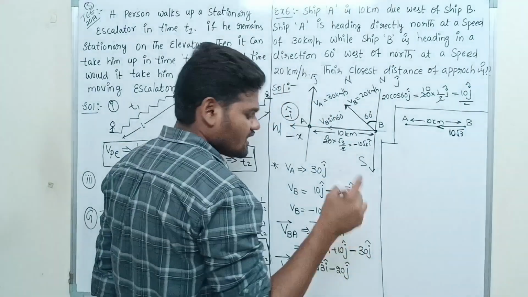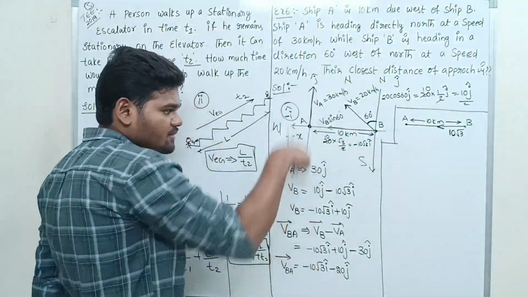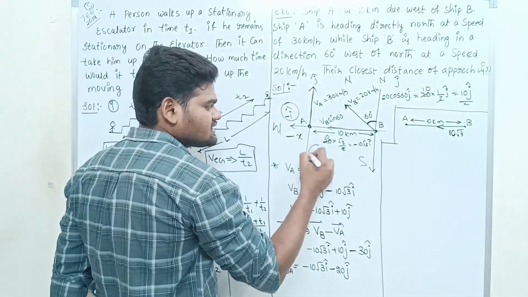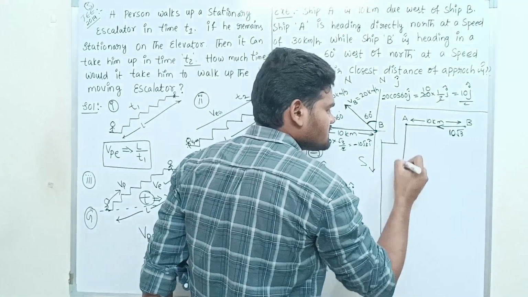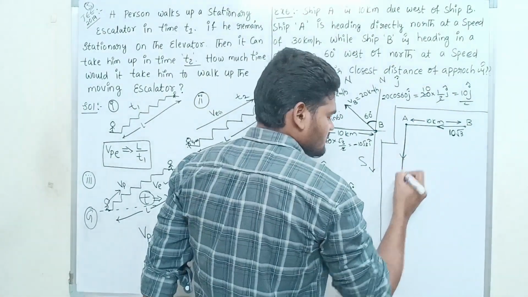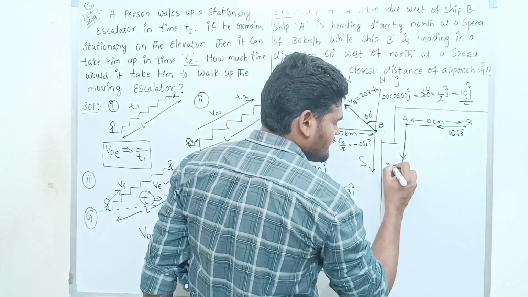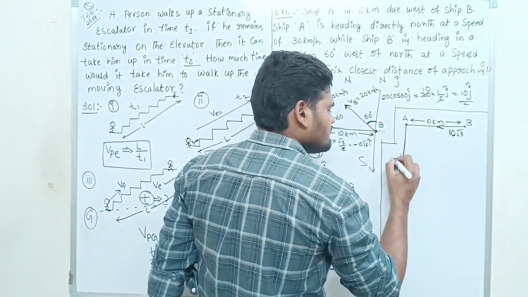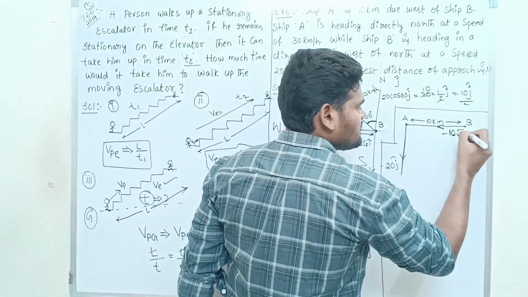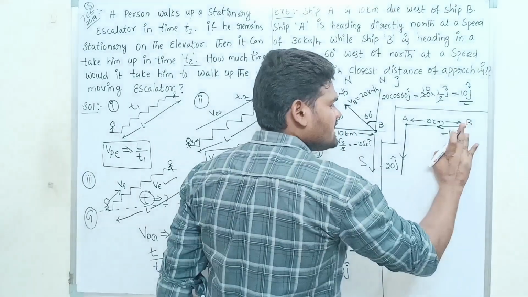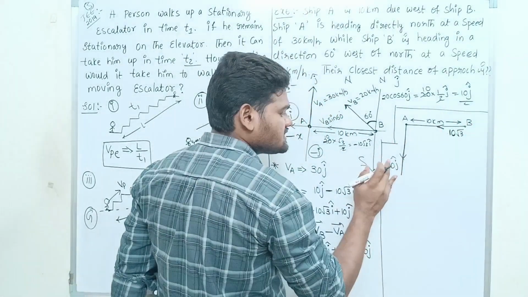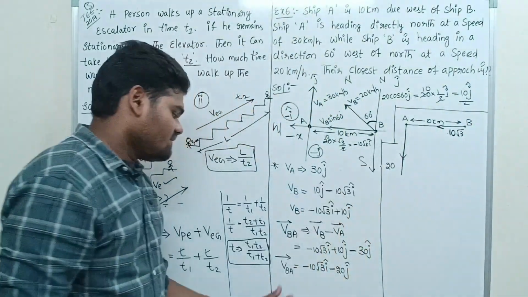10 root 3. And along the negative j cap direction, the downward direction, how much? 20 j cap, minus 20 j cap. So whatever it is, minus 10 root 3 i cap minus 20 j cap represents the direction of the velocity.